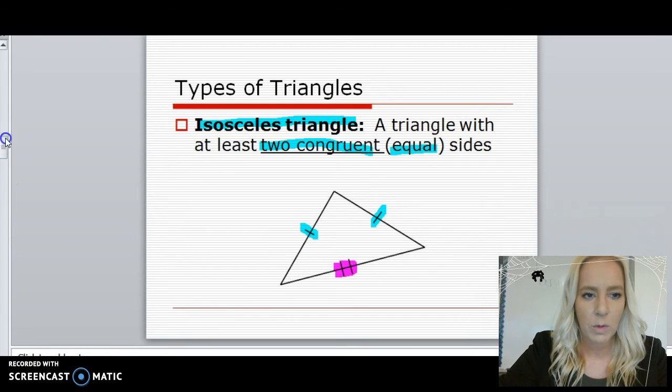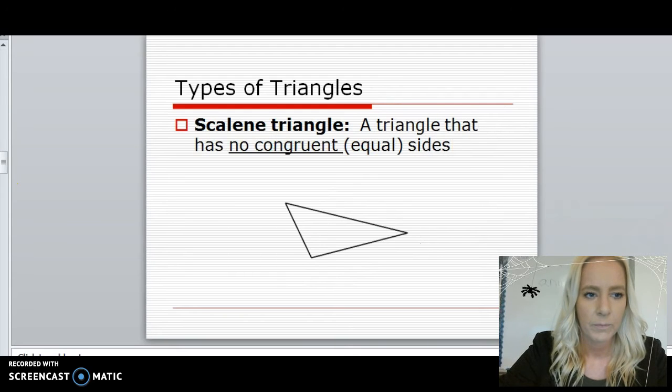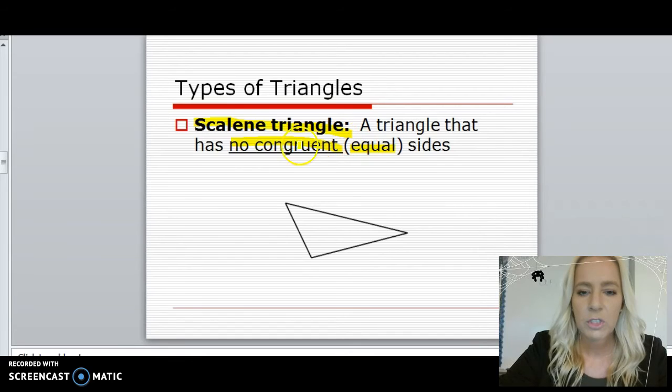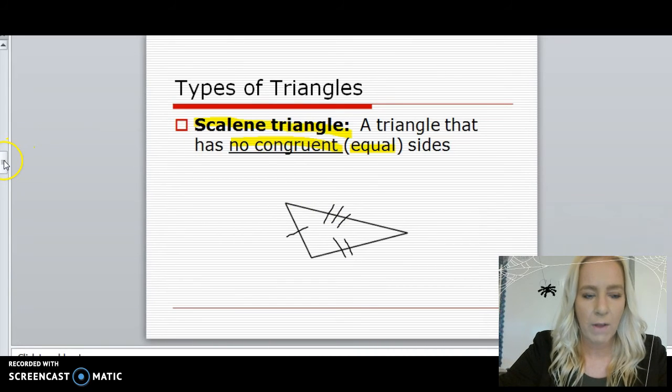Now the last kind of triangle we're going to talk about is a scalene triangle. And a scalene triangle is a triangle that has no congruent or equal sides. So you'll see it represented a couple different ways. In this case here, there's no marks, so that indicates none of the sides have the same measure. Sometimes you'll see it where there's three different kinds of marks on each side. So before we go to the graphic organizer, let's look at a few different other examples.